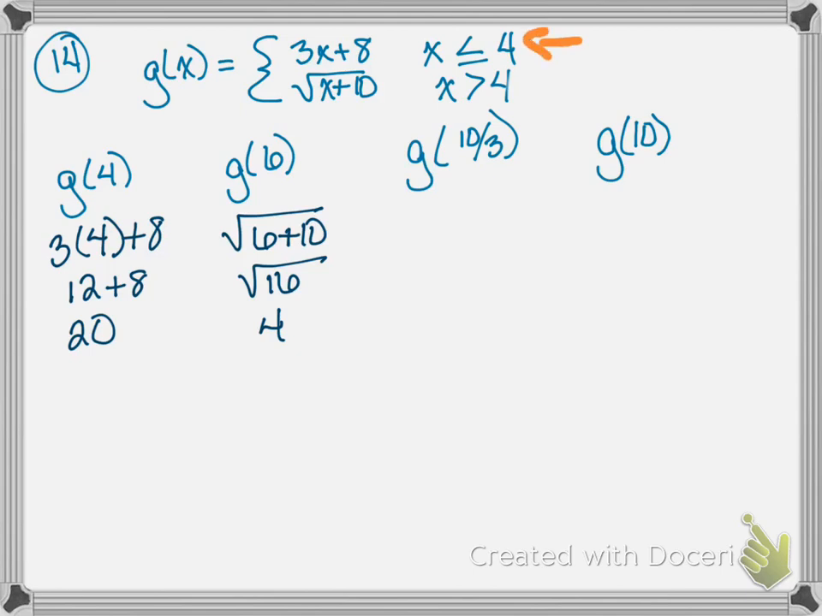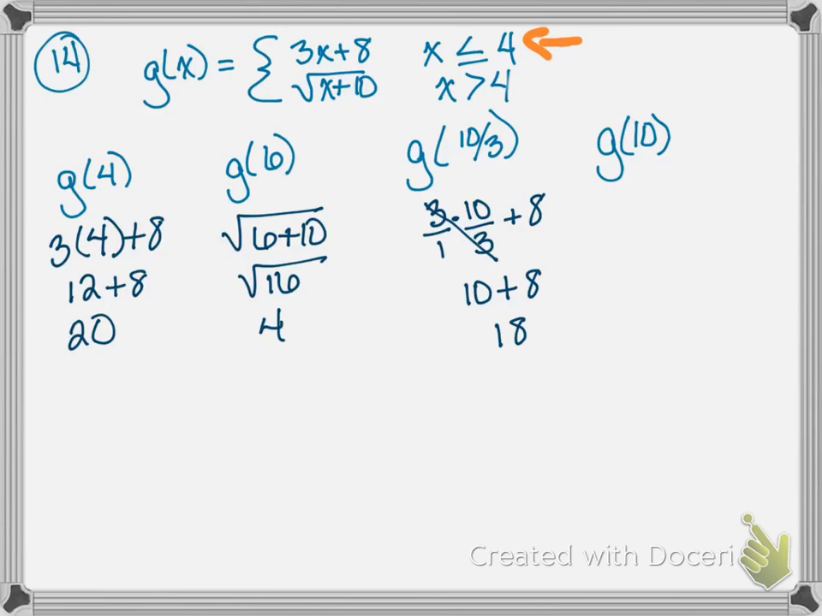So I've got 3 times 10 over 3 plus 8. Okay, 3 is the same thing as 3 over 1. The 3's simplify out, and I'm left with 10 plus 8. Okay, so that is 18. So for g of 10 over 3, we use our top piece of our function, and we get 18.